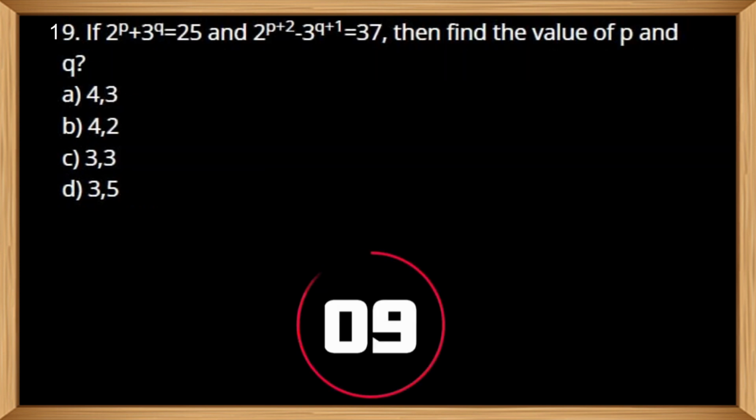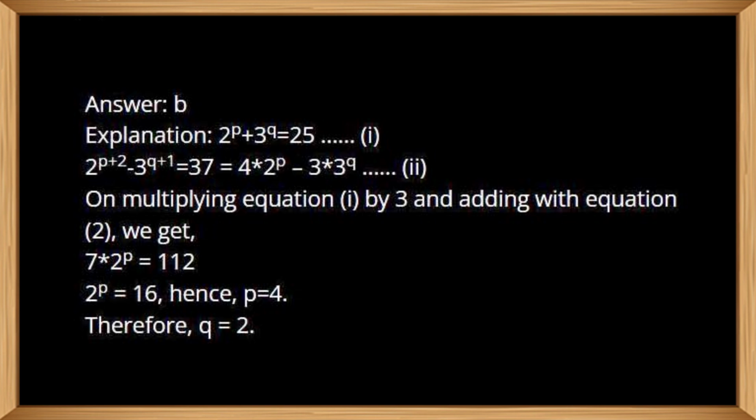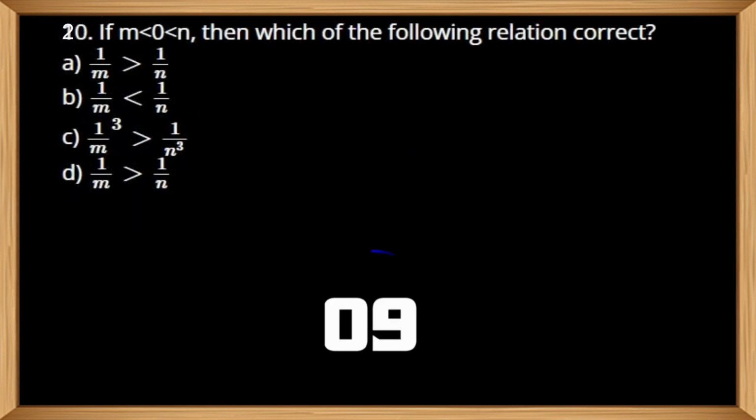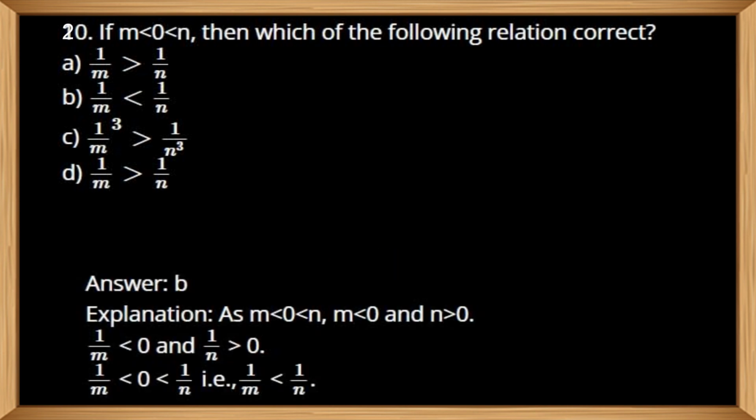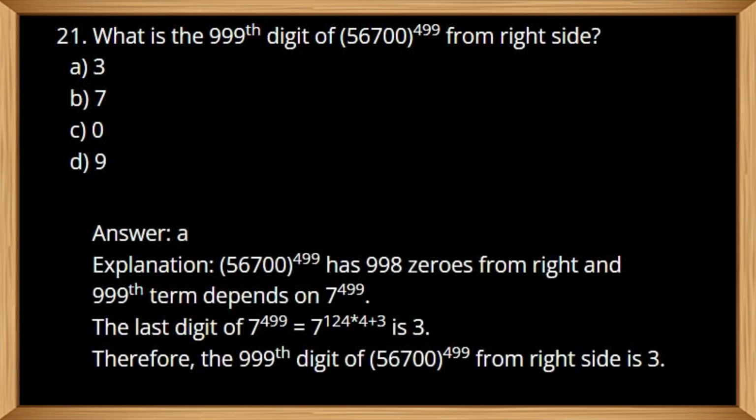If 2 power p plus 3 power q is equal to 25 and 2 power p plus 2 minus 3 power q plus 1 is equal to 37, then find the value of p and q. Option B 4 and 2. If m is less than 0 and 0 is less than n, then which of the following relations is correct? Option B 1 by m less than 1 by n. The 999th digit of 56700 to the power 499 from the right side. Option A 3.